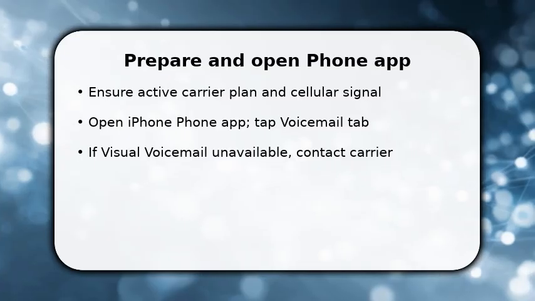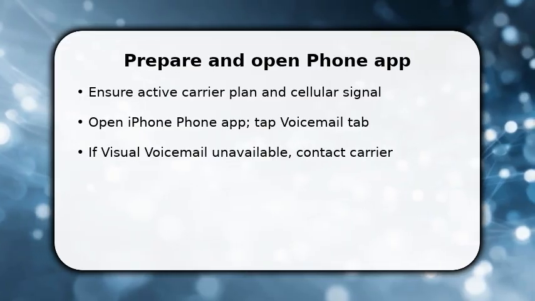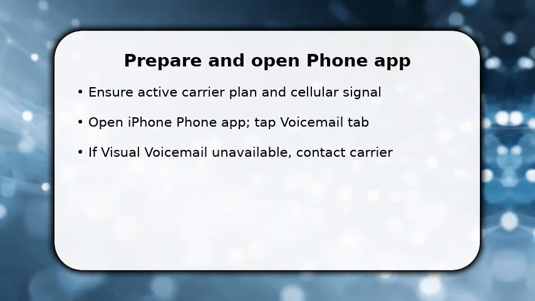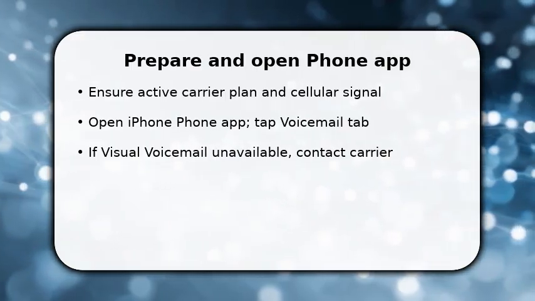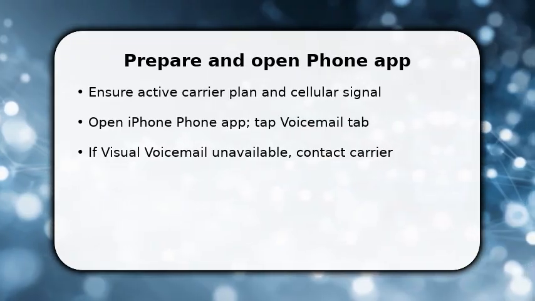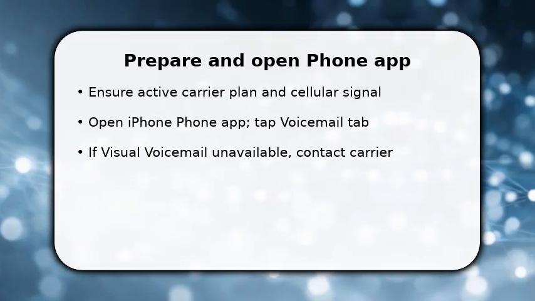Enjoy the video. You'll start by confirming basics, an active carrier plan and a working cellular signal. Once confirmed, open the phone app and tap the voicemail tab to begin. If you see prompts to set up now, tap it. Enter a voicemail password when requested and record a greeting. Make sure to do this while connected to cellular.